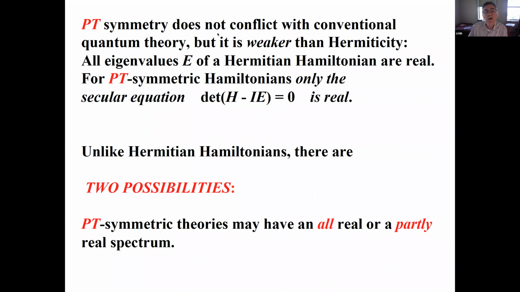Just to tell you, I won't go into the details, but PT symmetry does not conflict with conventional quantum theory, but it is weaker. The condition of PT symmetry is much weaker than the condition of Hermiticity. All the eigenvalues of a Hermitian Hamiltonian are real, but for PT-symmetric Hamiltonians, only the secular equation is real. And unlike Hermitian Hamiltonians, there are two possibilities. PT-symmetric theories may have an all real or a partly real spectrum. If the spectrum is all real, we say we're in a region of unbroken PT symmetry. And if the spectrum is partly real and partly complex, then you're in a region of broken PT symmetry.